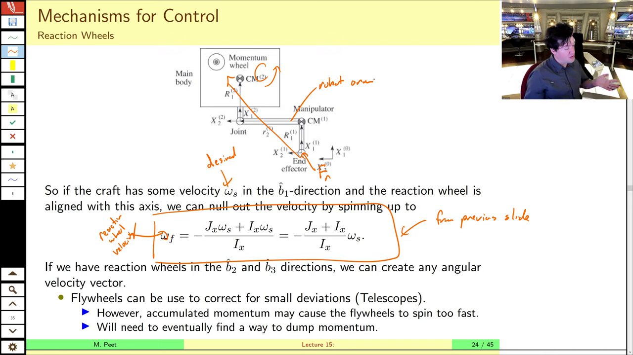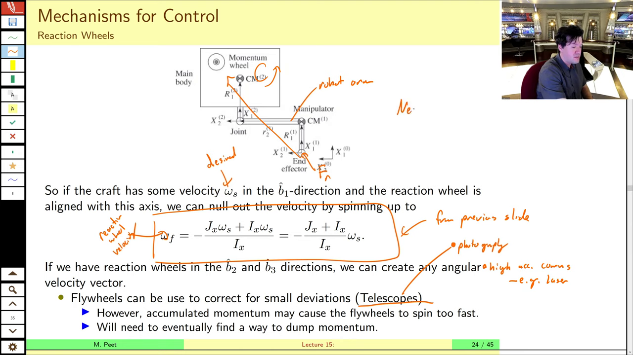These flywheels, these reaction wheels, are very often used in photography applications, and also in communications when high accuracy is required, like laser communications. So, photography and high accuracy communications. They work very well. There are downsides, however, and the primary downside is that if you keep doing this, then momentum will accumulate in the flywheel.